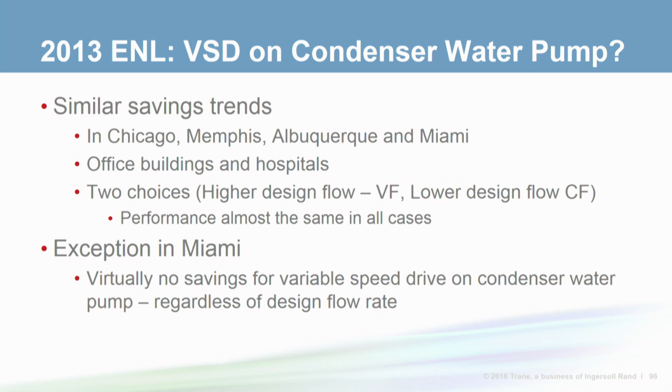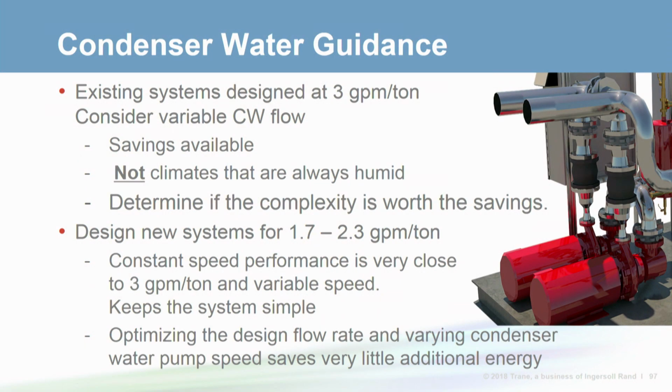The one difference was in Miami, where a variable speed drive on the condenser water pump gave virtually no savings, no matter the design flow rate. Here's some guidance on the condenser water design and control. In existing systems designed at higher flow rates, variable condenser water flow offers savings, except in climates that are humid all the time. In other climates, you can decide if the controls and commissioning complexity are worth it.